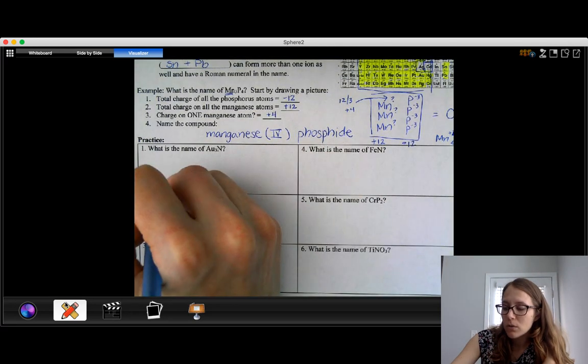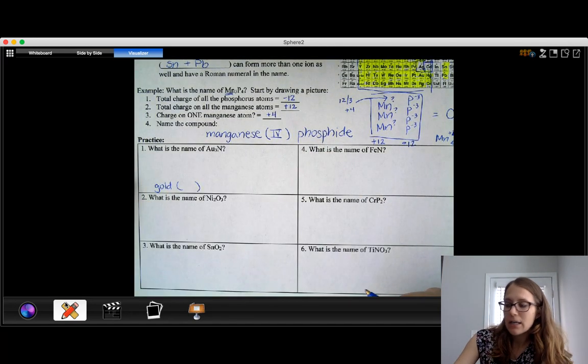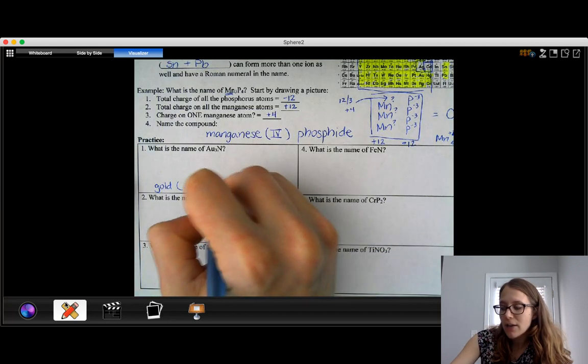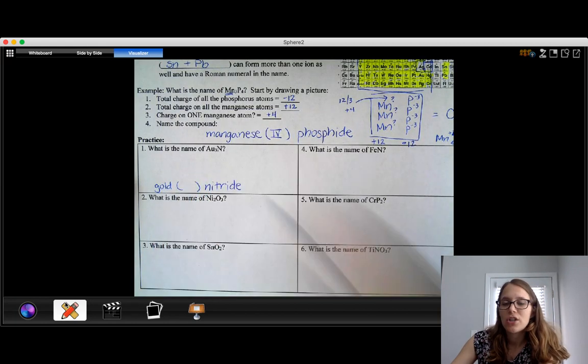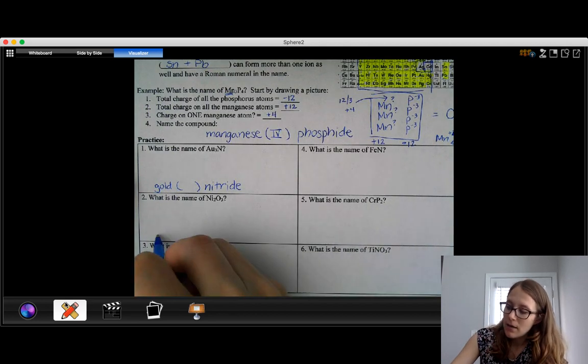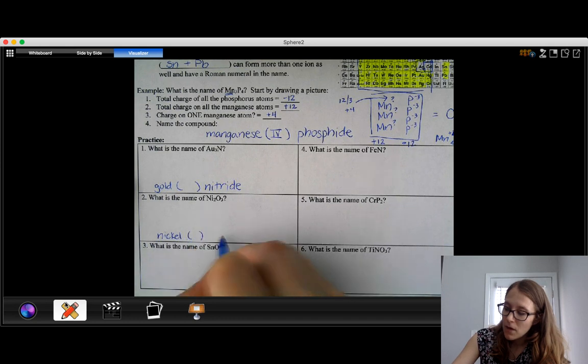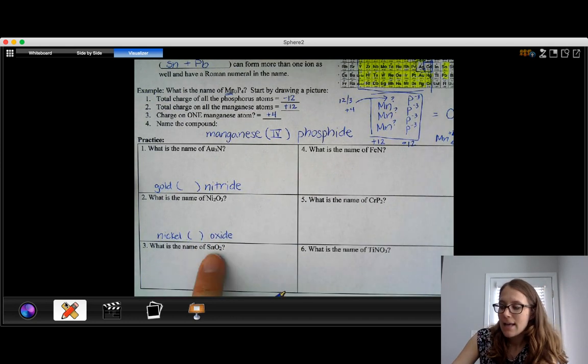Au is gold, which again is a transition metal. We're going to need a Roman numeral. And then nitrogen, which we change the ending to "ide", so gold nitride. Next would be nickel oxide. Sn is tin oxide.